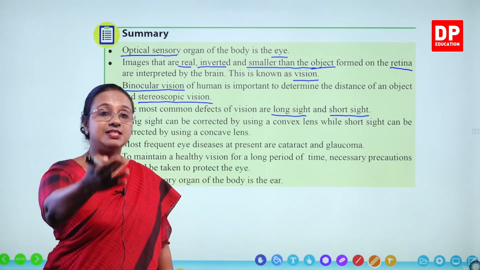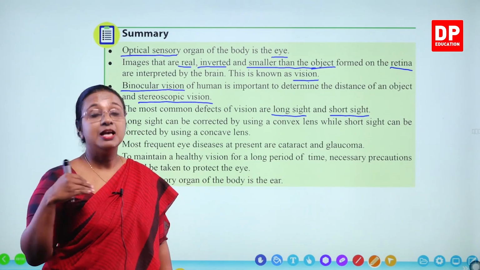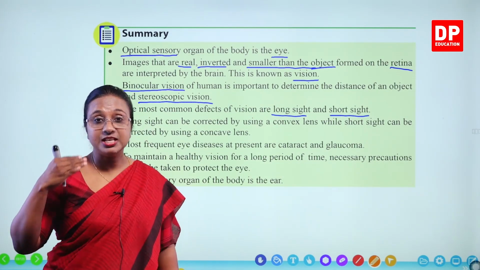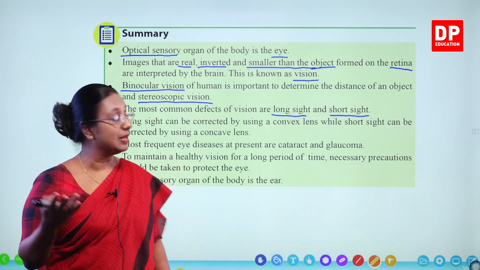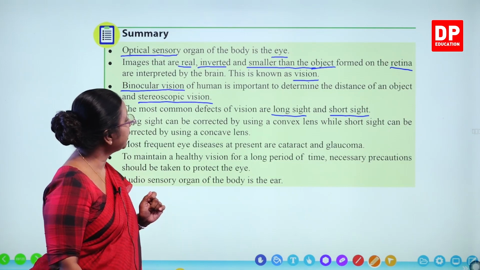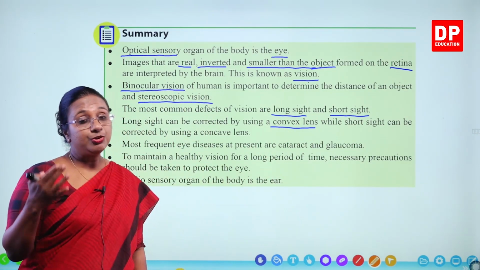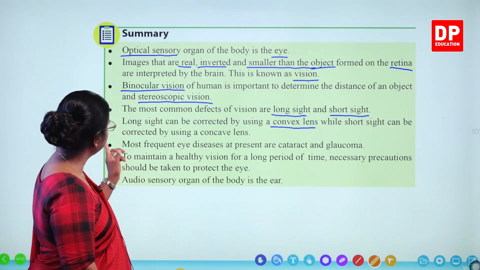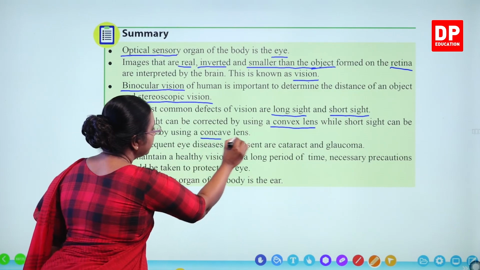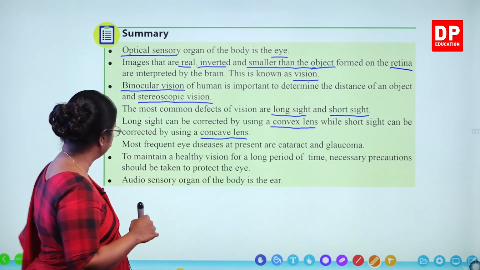In long sight, you can see far objects clearly, but close objects are not very clear. Whereas in short sight, you see close objects clearly, but far objects look blurred. Long sight can be corrected using a convex lens. Again, you know it is the meniscus convex lens, while short sight can be corrected by using a concave lens, also a meniscus concave lens.